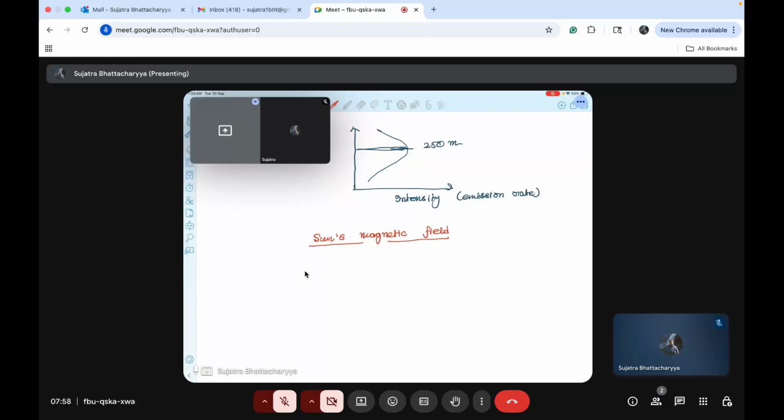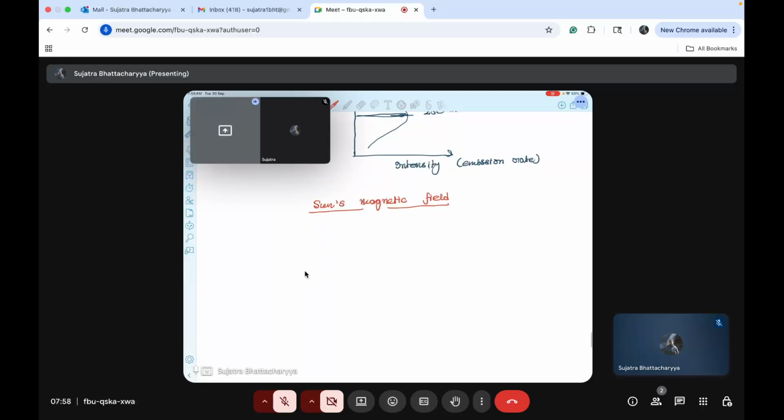Okay, so the sun's magnetic field. The first important thing in the sun's magnetic field is that the pole reversal in the case of the sun happens every 11 years. So there is an 11-year cycle.